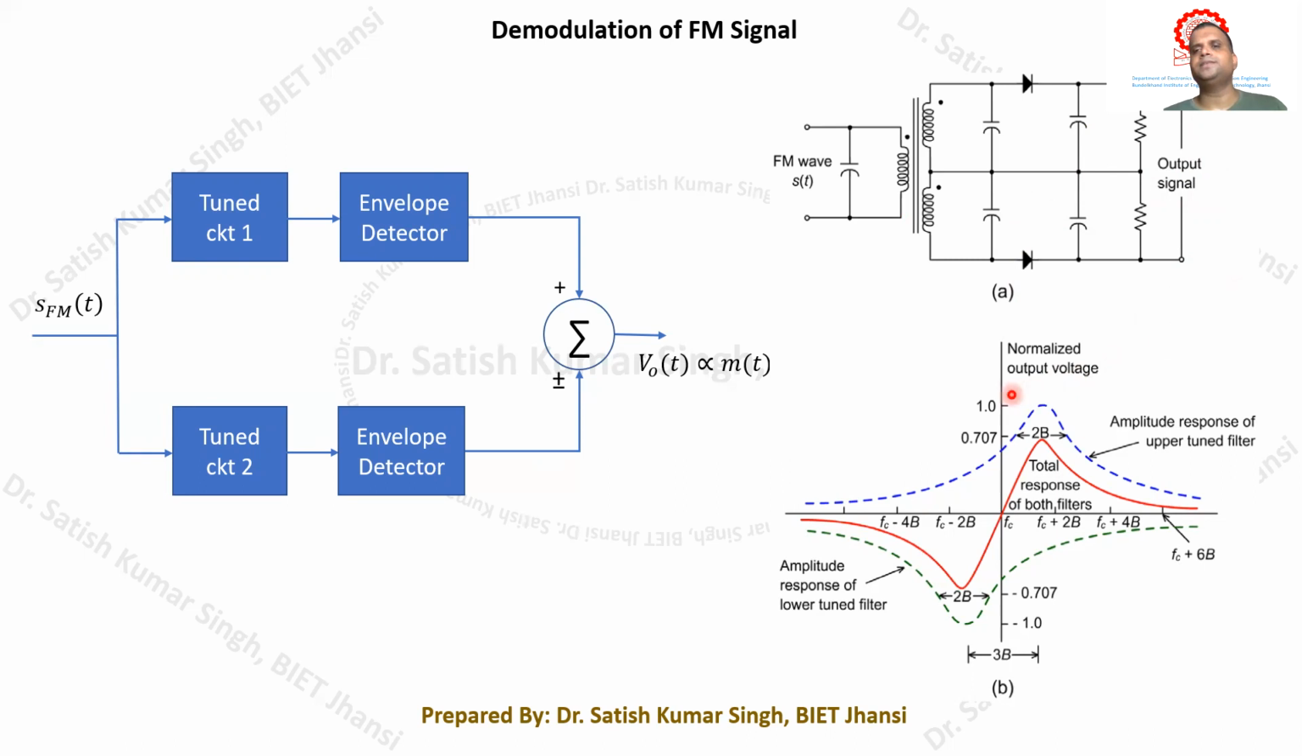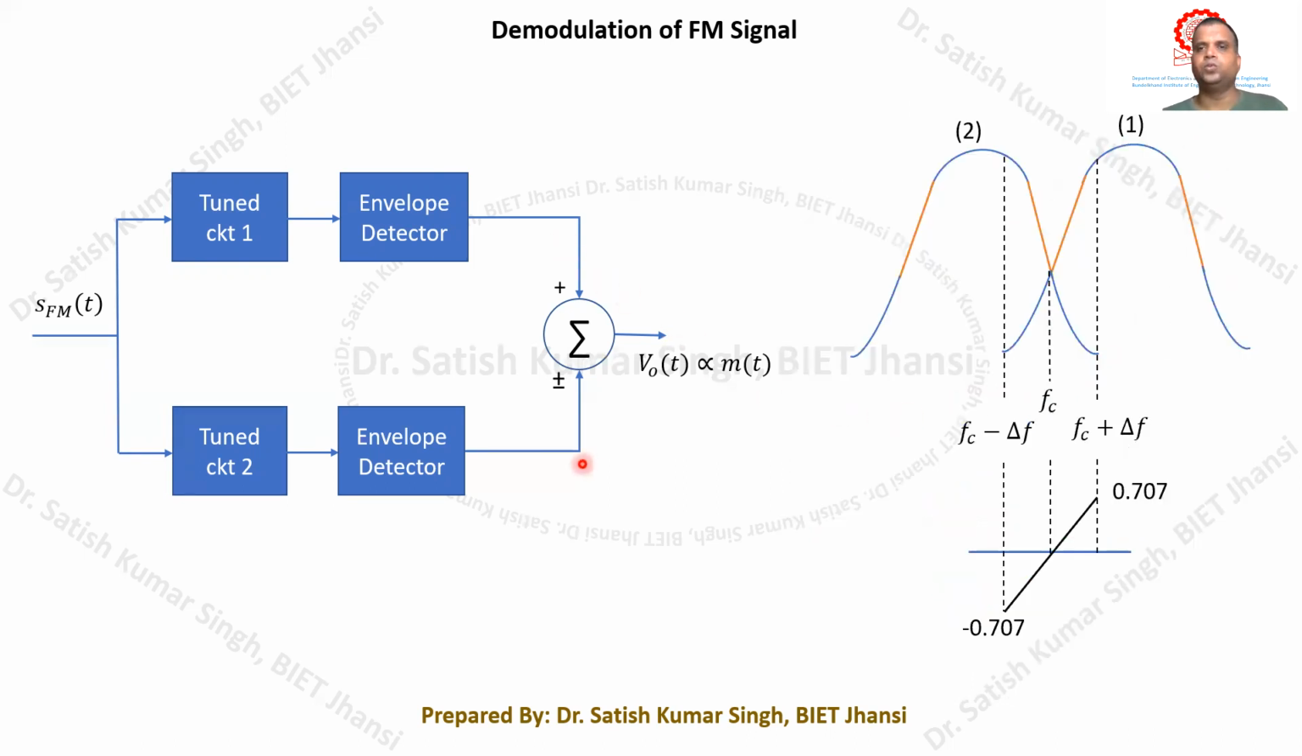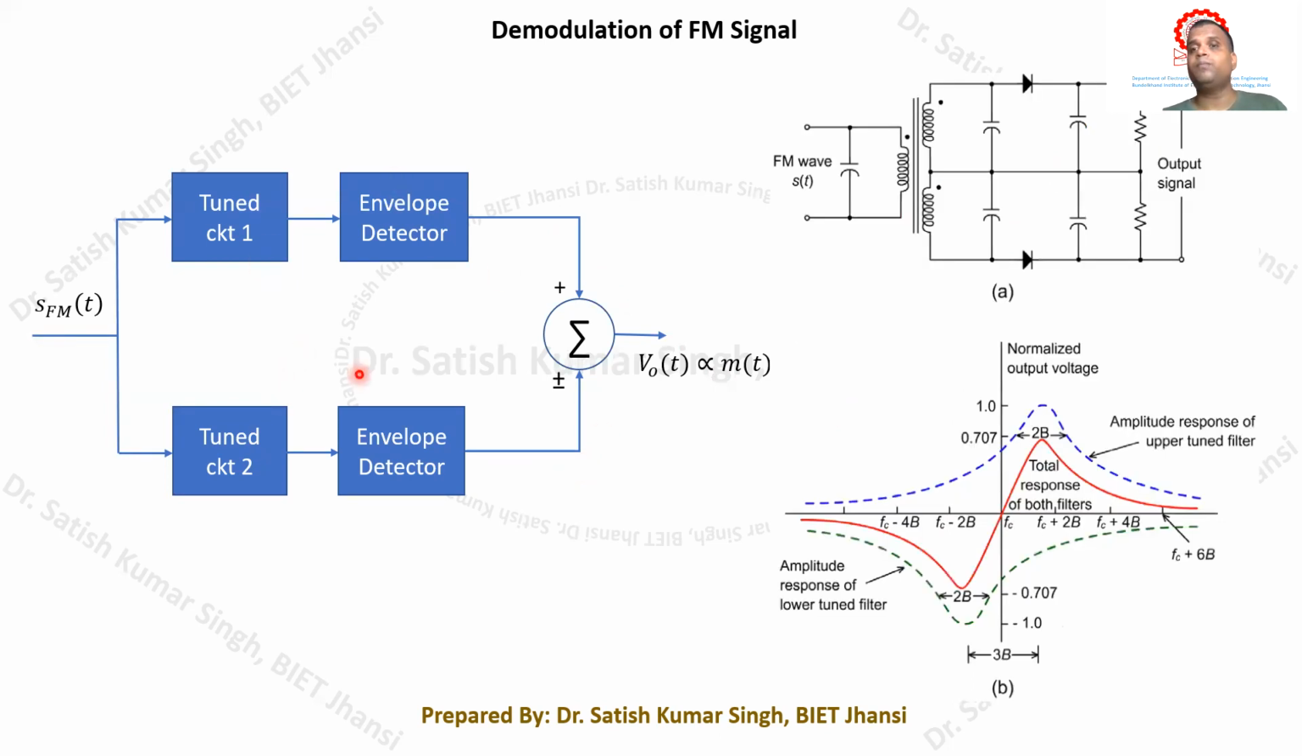So again, in the last case I was subtracting the two gains offered by tuned circuit 1 and tuned circuit 2. Now suppose we have this type of circuit, in which we have an upper tuned circuit and a lower tuned circuit. Let us suppose that the upper tuned circuit has an amplitude response something like this, or its frequency response, you can say.